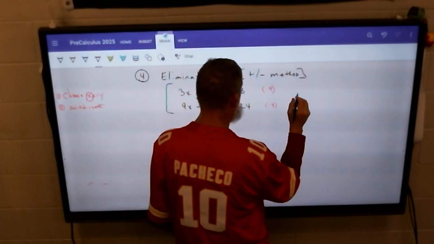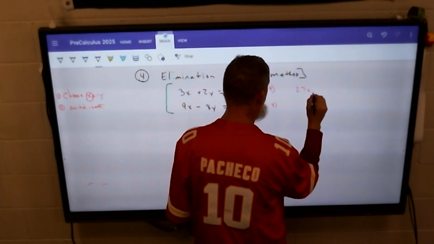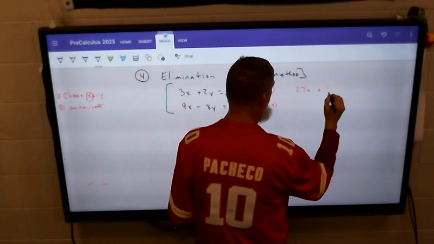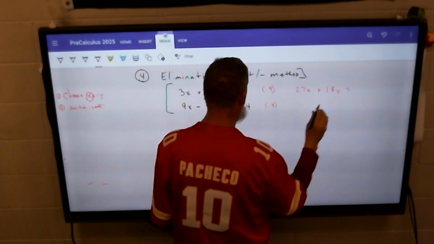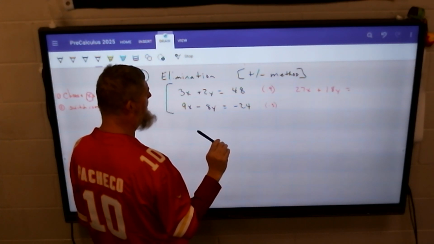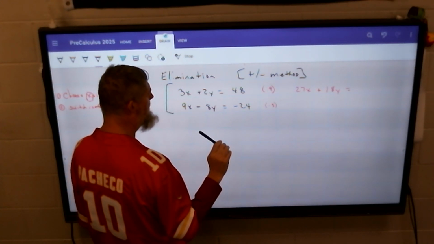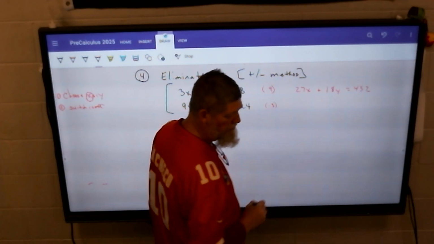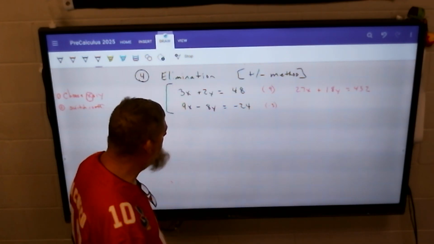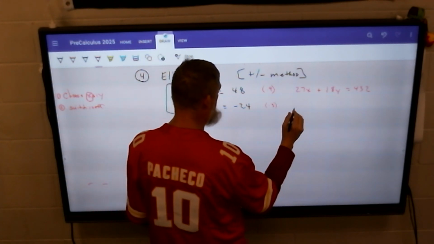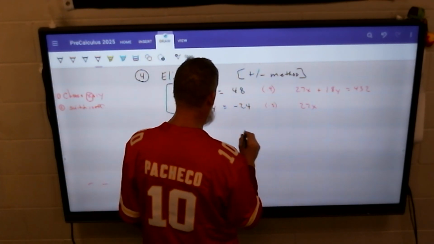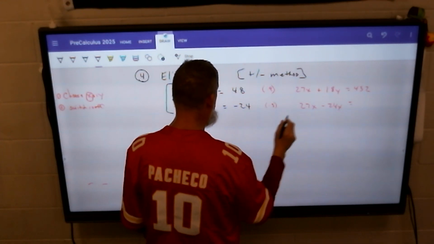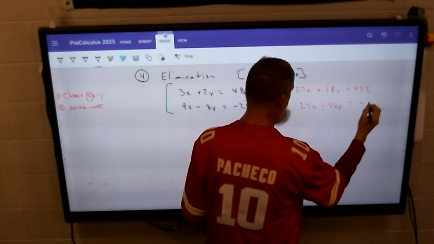So what does that give us? 3 times 9 gives me 27x. Plus 2 times 9 gives me 18y. It's going to equal 48 times 9, which is 432. Did you double check my multiplication? Okay. Do the same thing at the bottom. 9 times 3 gives me 27x. Negative 8 times 3 gives me negative 24y. And negative 24 times 3 gives me negative 72.